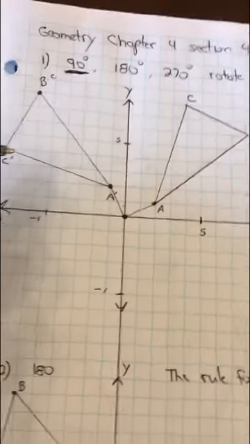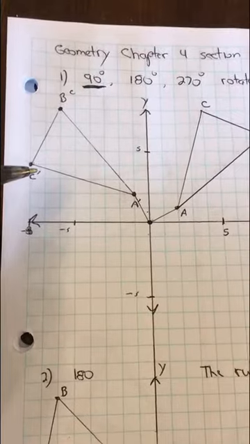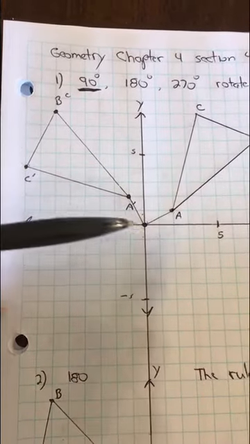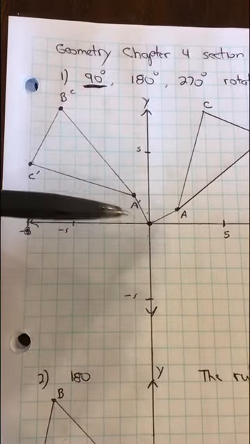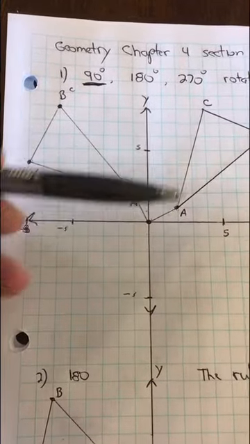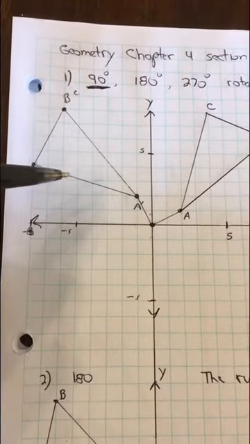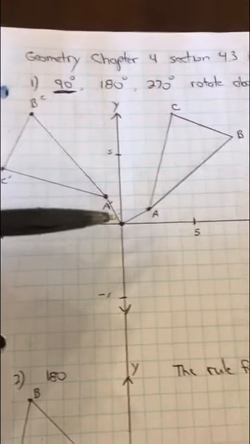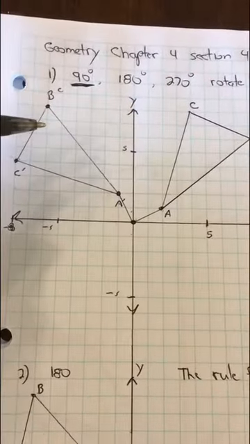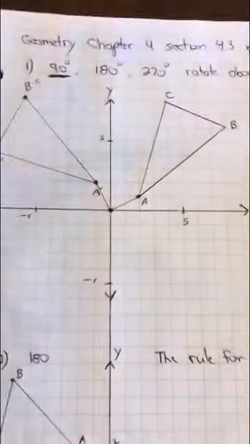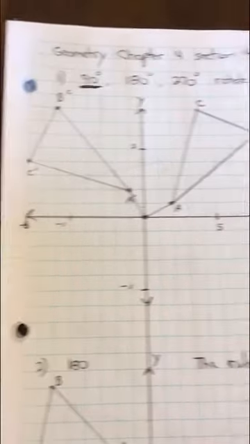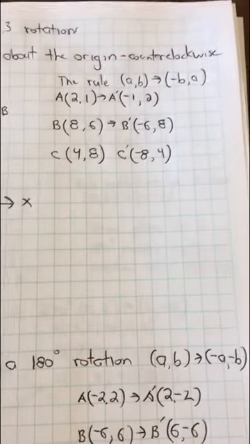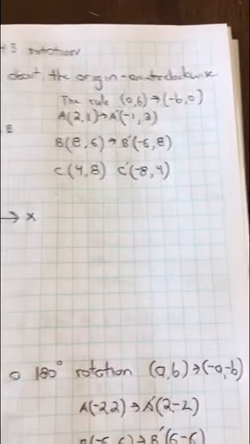You can do the same thing with point C. If you draw a line from C prime to the origin, and from the origin to C, you'll notice that their slopes are opposite reciprocals. They rotated 90 degrees counterclockwise about the origin, as did point B. So that's the rule for a 90-degree rotation counterclockwise about the origin. There's the rule. Okay? Now, let's look at 180-degree rotation.